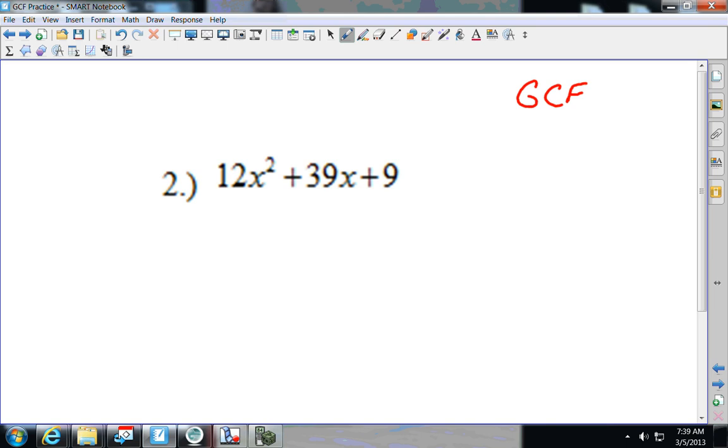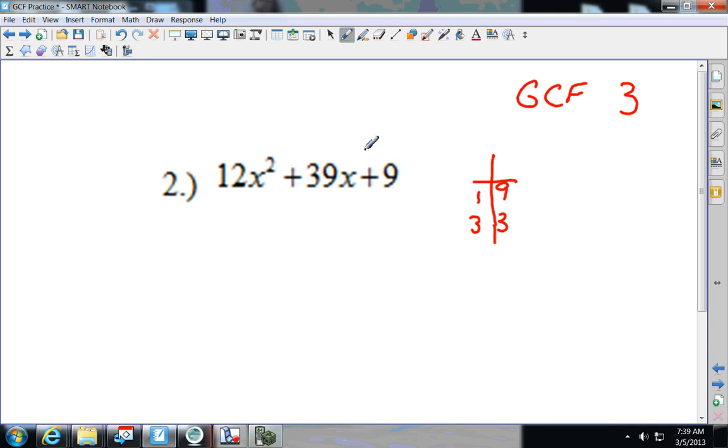I told you first to go and find the smallest number. 9. Does 9 go into 39? It doesn't. It doesn't work out very nicely. Okay, so then I look at 9 and I think, well, what other numbers multiply together to give me 9? 1 and 9, or 3 and 3. Well, does 3 go into 39? Yes. Does 3 go into 12? Yes. My GCF up here is 3.